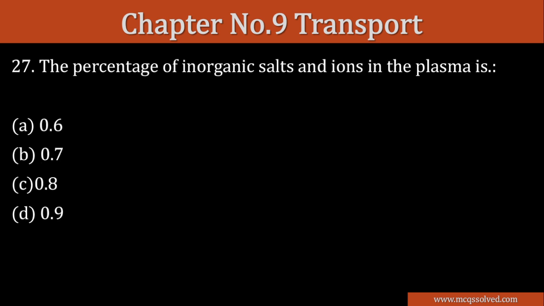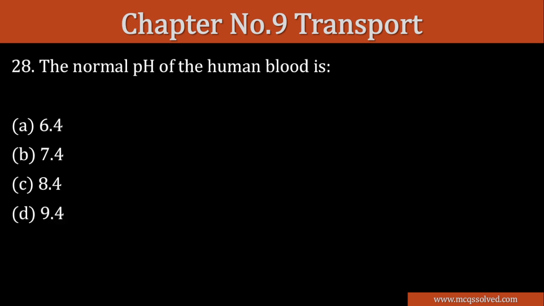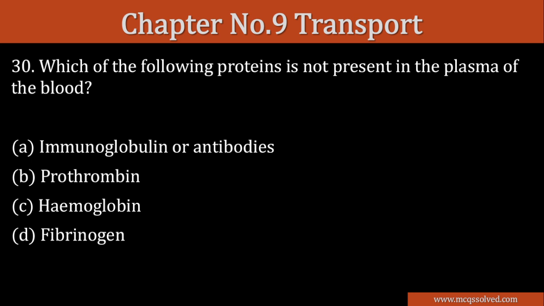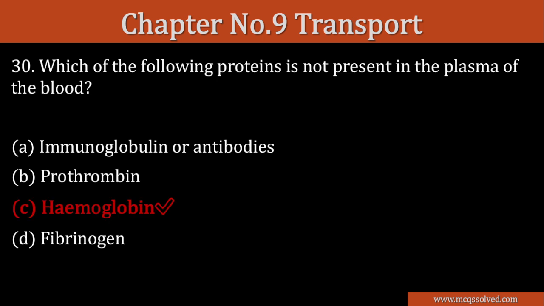The percentage of inorganic salt in the plasma is 0.9. The normal pH of the human blood is 7.4. The percentage of the plasma protein in the blood is 7 to 9. Which of the following protein is not present in the plasma of the blood? The right option is hemoglobin.